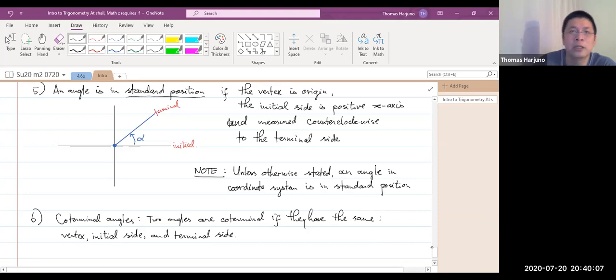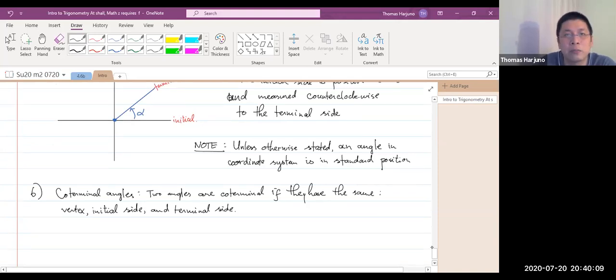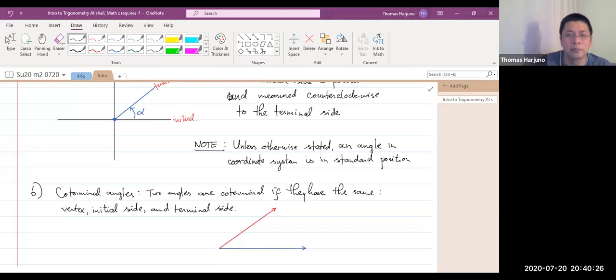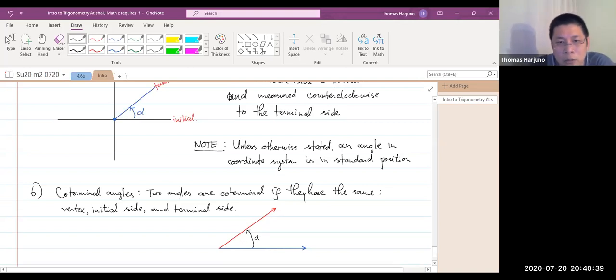So let's see this way. Suppose this is my positive x-axis here, and I have the terminal side here. Now then, this angle, call that alpha, for example. That angle is coterminal, coterminal angles to this angle here.